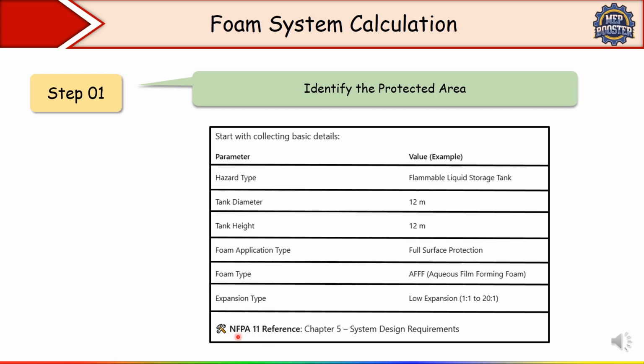So all these details you will get from where? From the NFPA 11 reference. Already I have discussed in detail the low expansion system and high expansion type. I have also discussed the different types of foam. So when you see my previous lecture, you will get the idea, correct? So first start with collecting the basic details, which are given here.